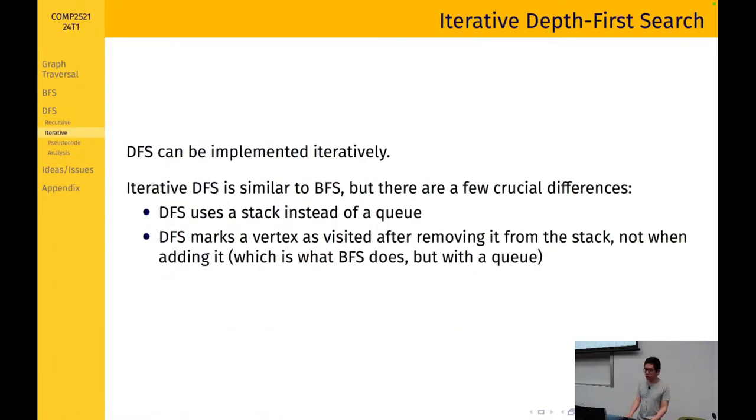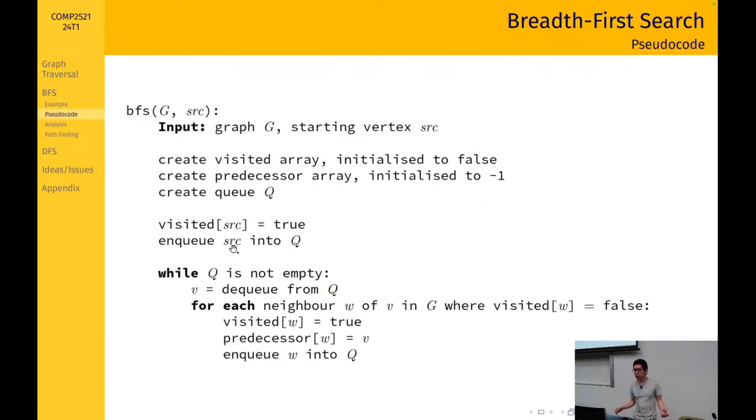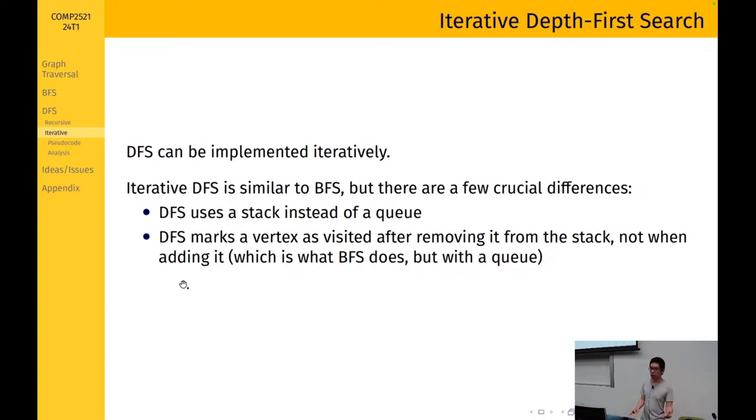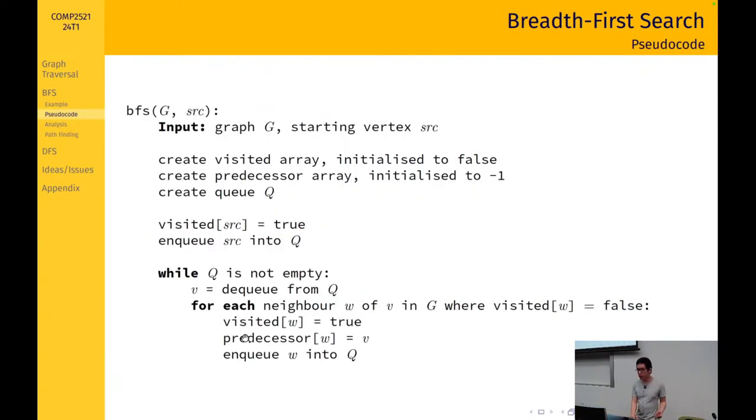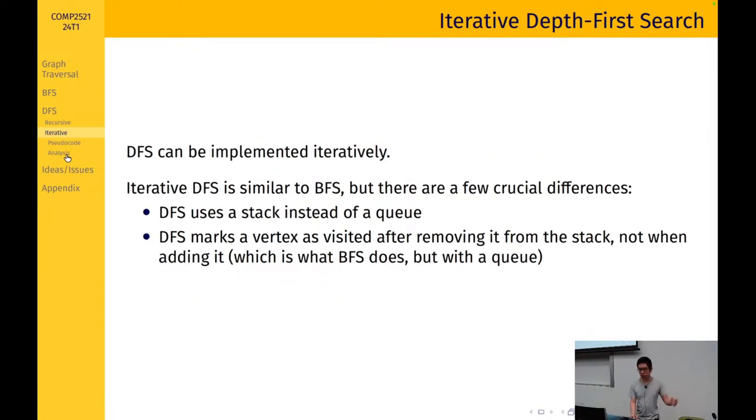And now we can actually also implement DFS iteratively, using a loop. But there are a couple of differences. The main one is that DFS uses a stack instead of a queue. If you look back to our BFS algorithm, it uses a queue. With DFS, you would have to replace this with a stack. But there are also a couple more important differences. Actually, mainly just one, which is that DFS marks a vertex as visited after removing it from the stack, not when adding it. Remember with BFS, we mark a vertex as visited when we enqueue it into the queue, at the same time as when we enqueue it. With DFS, we mark a vertex as visited when we remove it from the stack.